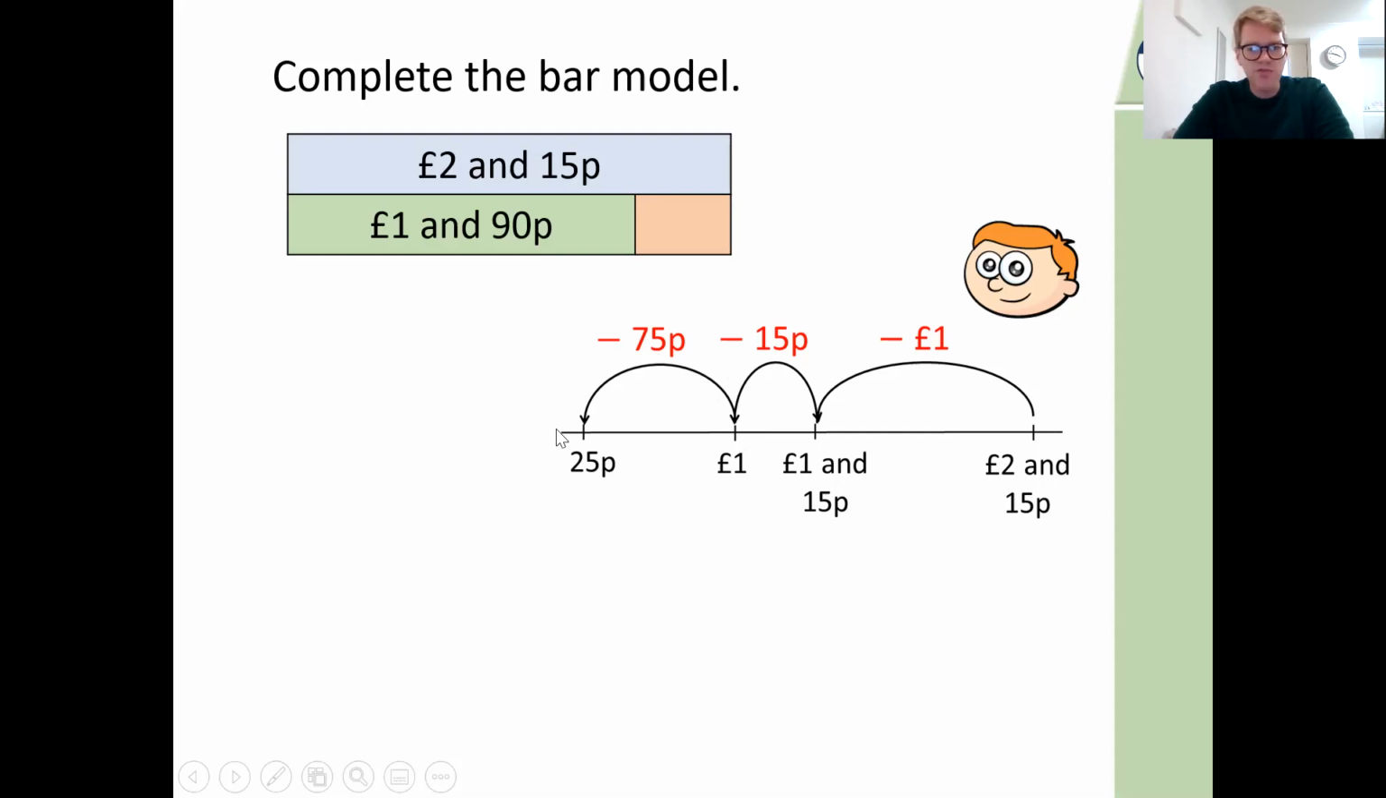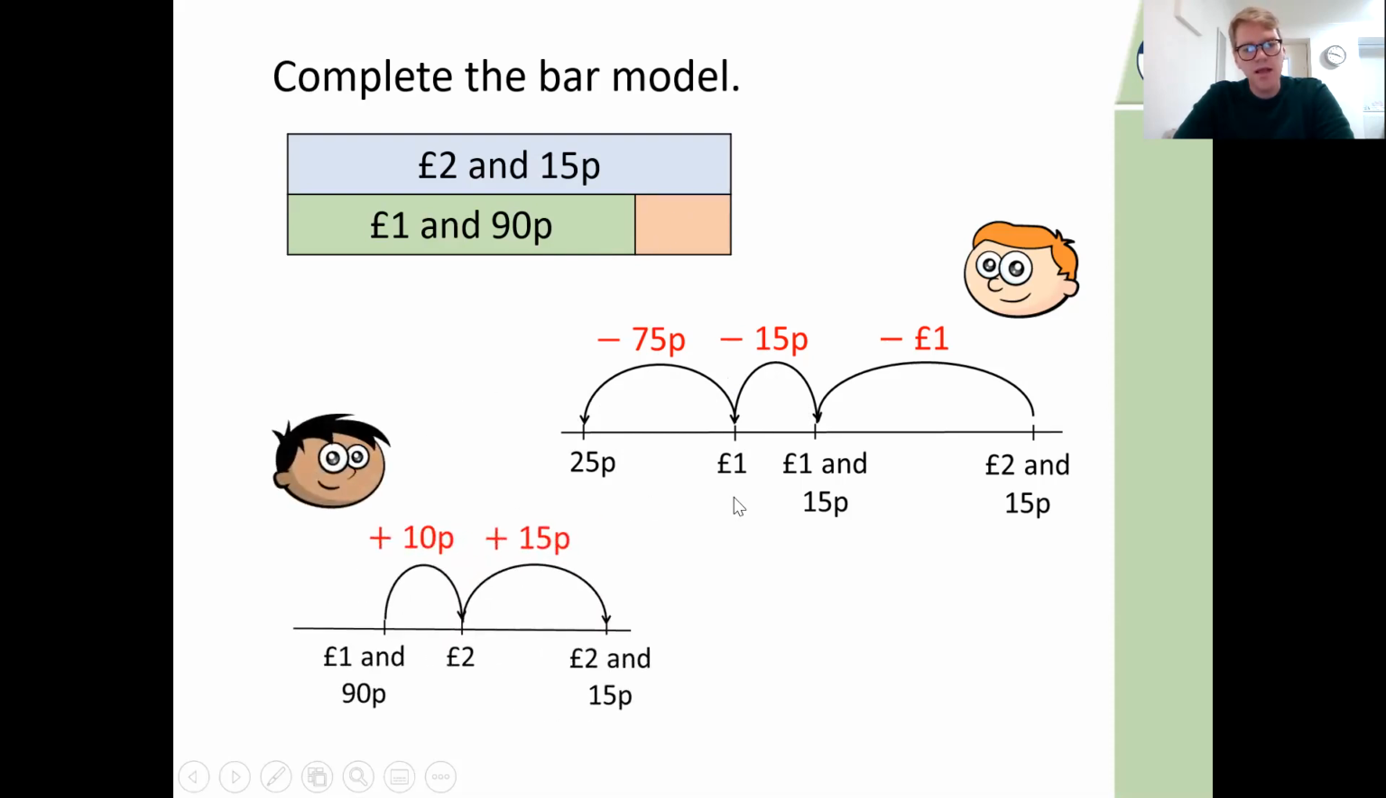and then they've gone back the remaining 75p, and then what they've landed on there, 25p, would be our remaining part. So I can see there it's 25p is our missing part. But we could also do that another way. We could have done that going forward.